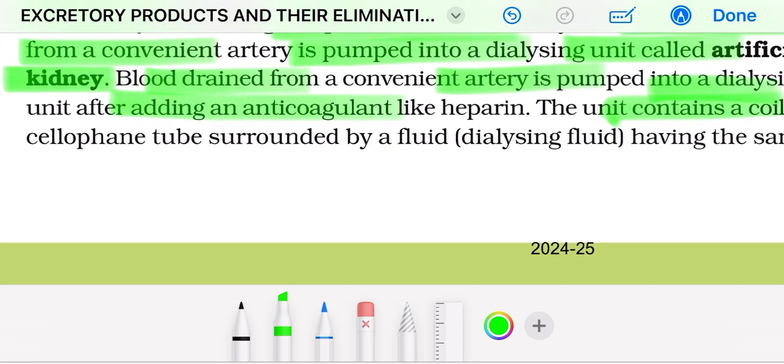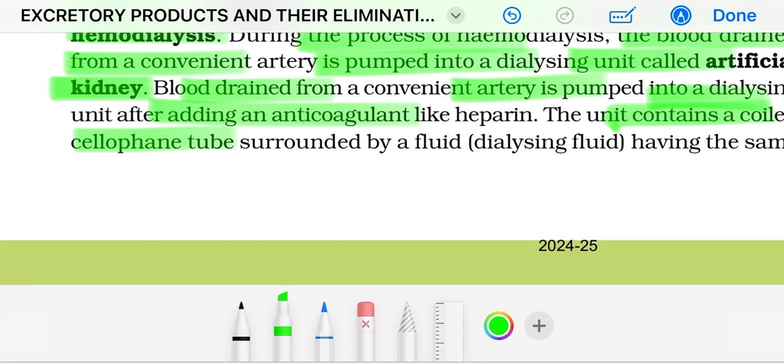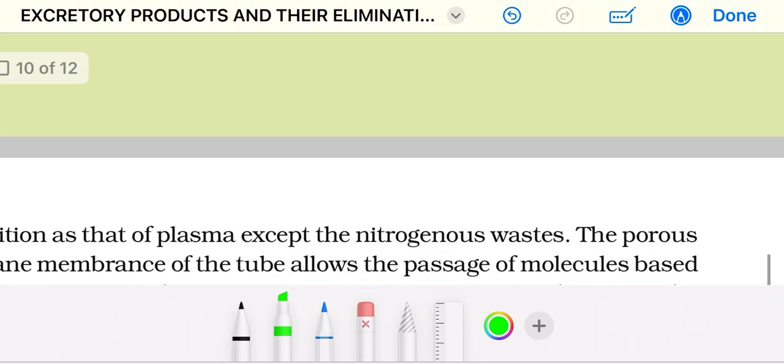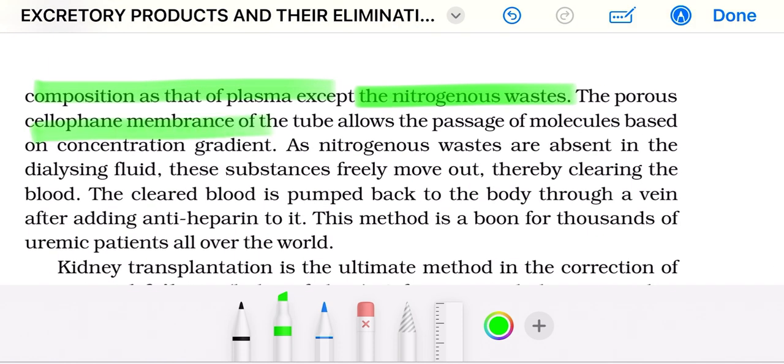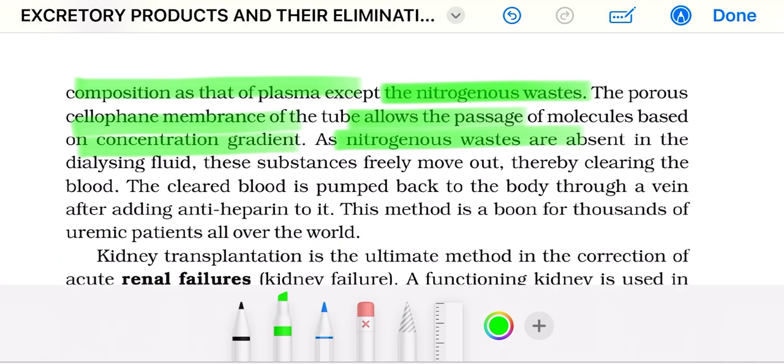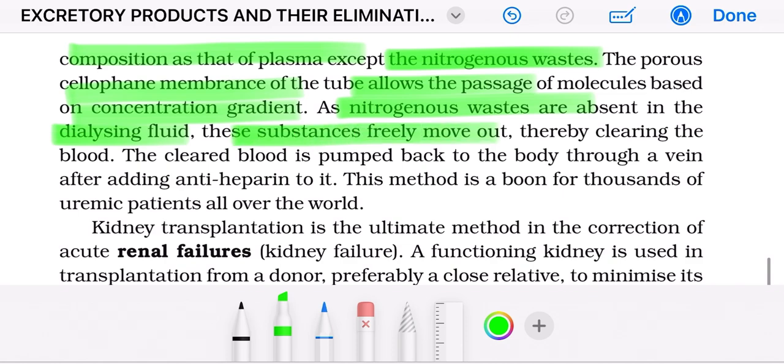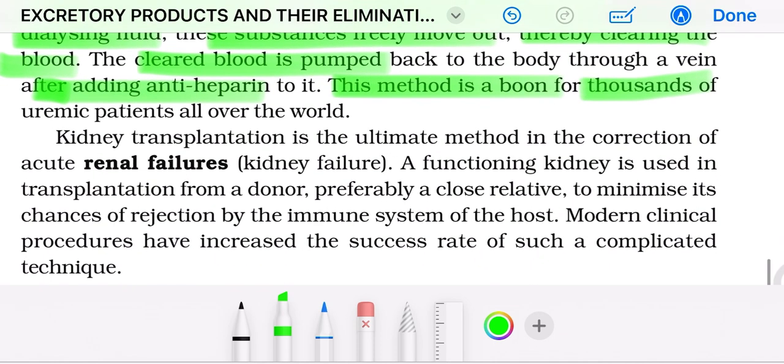The unit contains a coiled cellophane tube surrounded by a dialyzing fluid having the same composition as that of plasma except for nitrogenous waste. The porous cellophane membrane of the tube allows the passage of molecules based on concentration gradient. As nitrogenous wastes are absent in the dialyzing fluid, these substances freely move out, thereby clearing the blood. Cleared blood is pumped back to the body through a vein after adding antiheparin to it. This method is a boon for thousands of uremic patients all over the world.